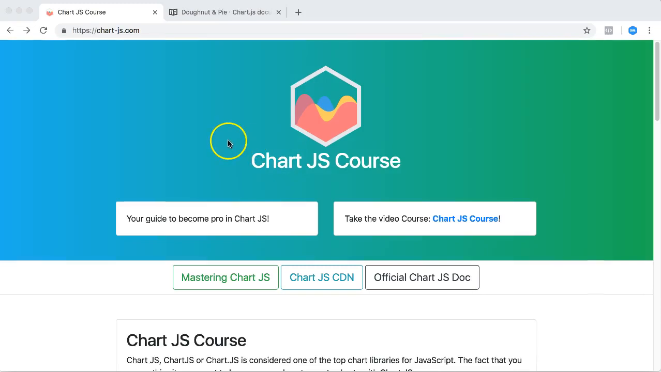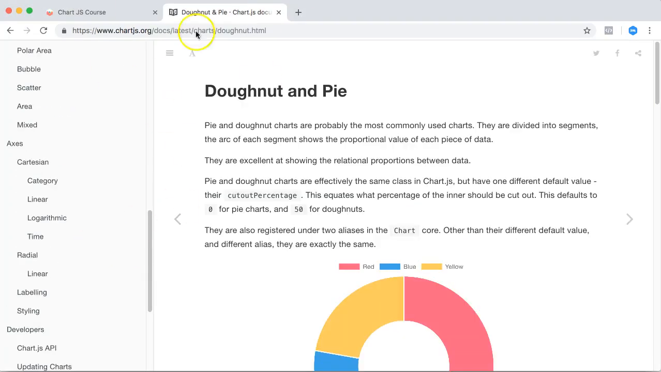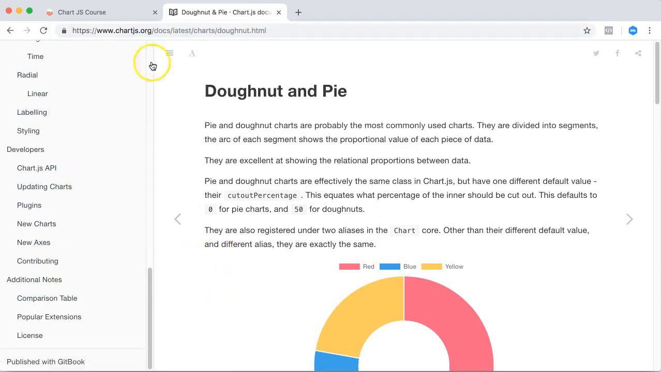In this video, I will show you quickly how you can make a gauge chart, and this is really fascinating. So let's go back here. This is the Chart.js official documentation, and I use this a lot and I love to explore this.